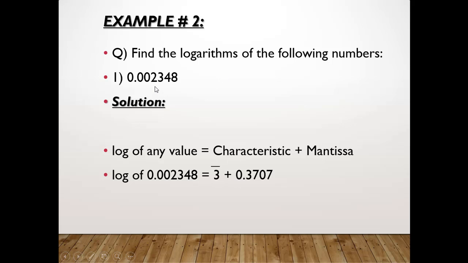Number 2, the mantissa is calculated like this: the first two values are 23. We have to search from the column of 4 and from the row of 23, and again from the column of 8 in the mean difference column we will get two values. When we add those two values we will get 3707. Finally, when we add these two values we will get the final log of that value, and that is bar 3.3707. This is how you can find the log of any value, whether it starts from 0 or not.